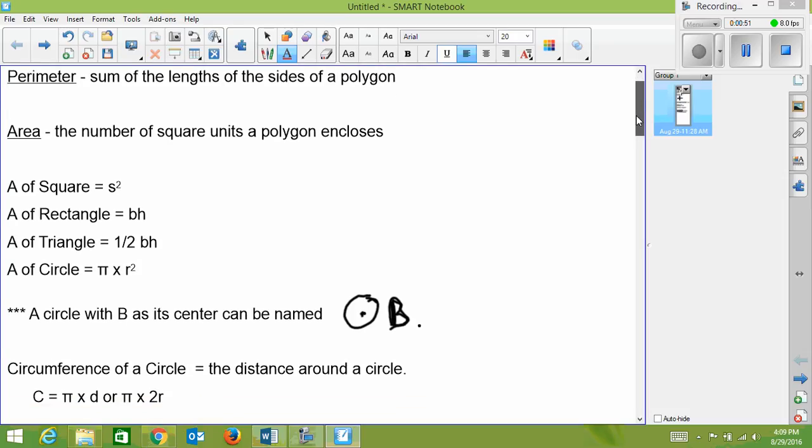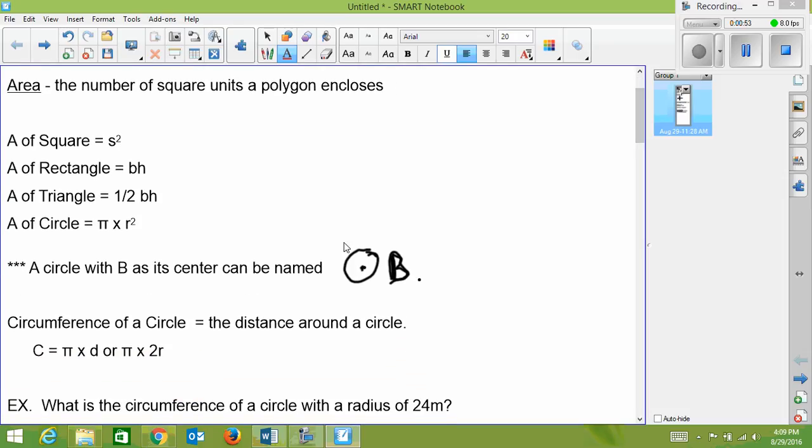The circle with B as its center can be named, this is a circle with a dot in the middle, circle B.